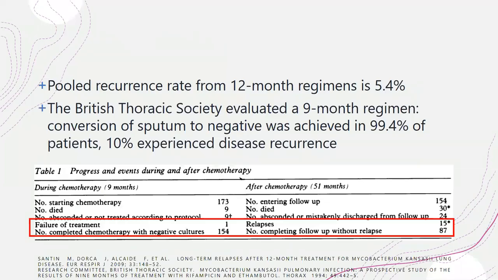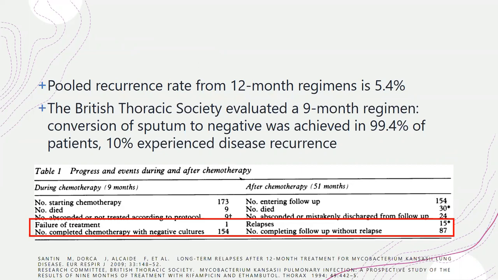Going back to the same studies we went over, their pooled recurrence rate from 12-month regimens is about 5.4%. So pretty good, pretty low. There was only one study that tried to investigate a smaller 9-month regimen, and this was the British Thoracic Society, which evaluated a 9-month regimen for these patients.